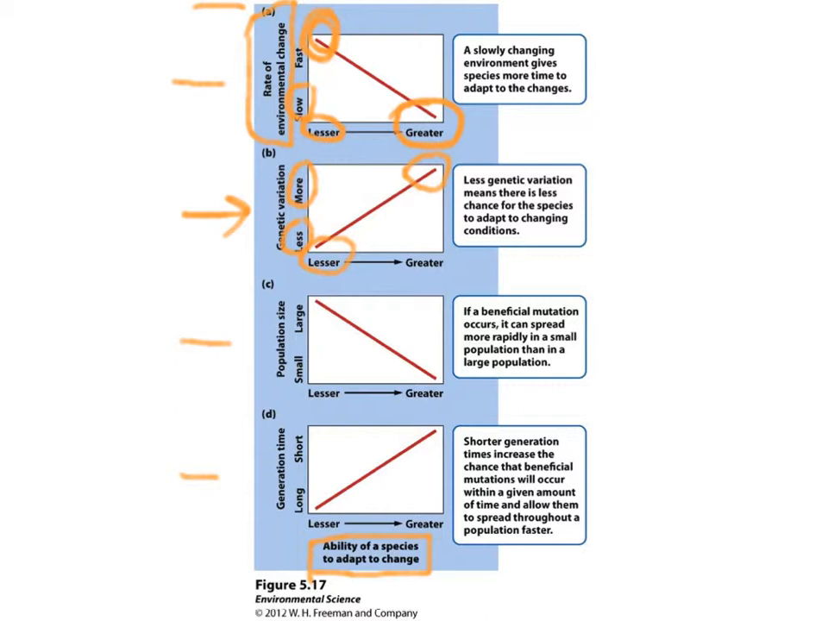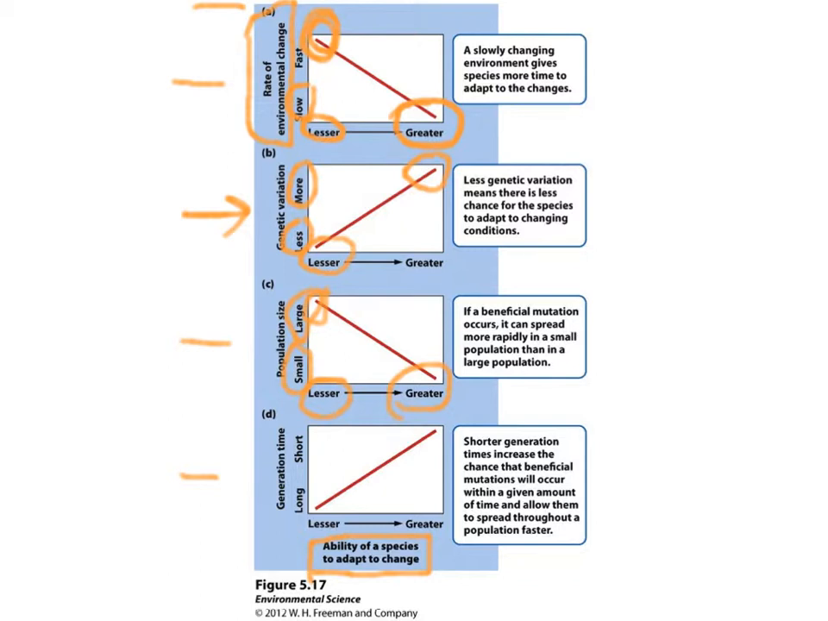Population size. If we look at population size, if we have a very large population size, that means that we're going to have a very small or less ability of a species to adapt to a change. But if we have a small population size, we're going to have a much greater chance for or ability of a species to adapt to change.